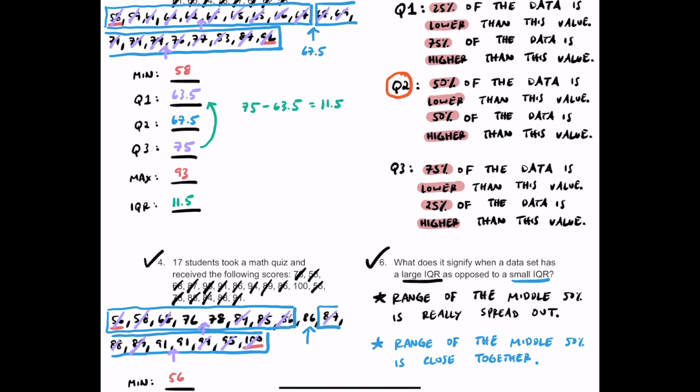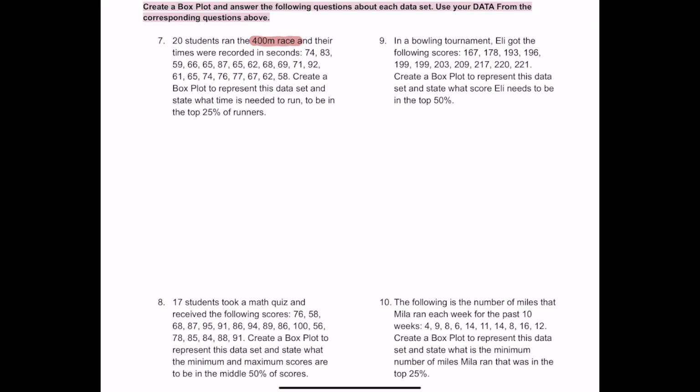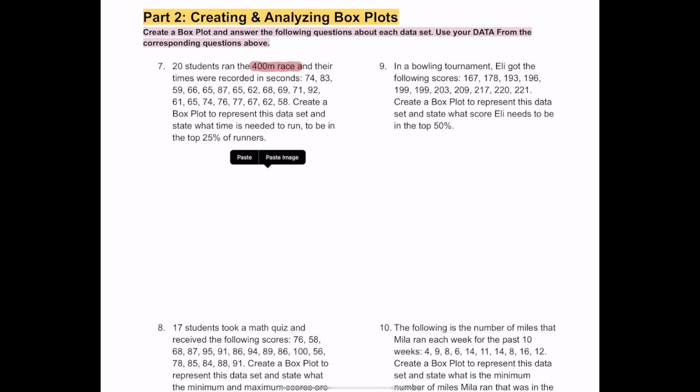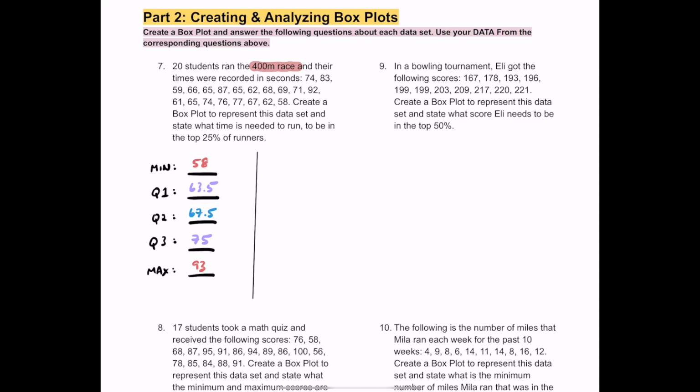Where is that race? Here it is. And to make our box plot, we really just need the 5 important points here. So let's copy that for question 7. Yeah, question 7. And take that right over here. And we need to create a box plot. So let me go ahead and see if I can do that pretty accurately.